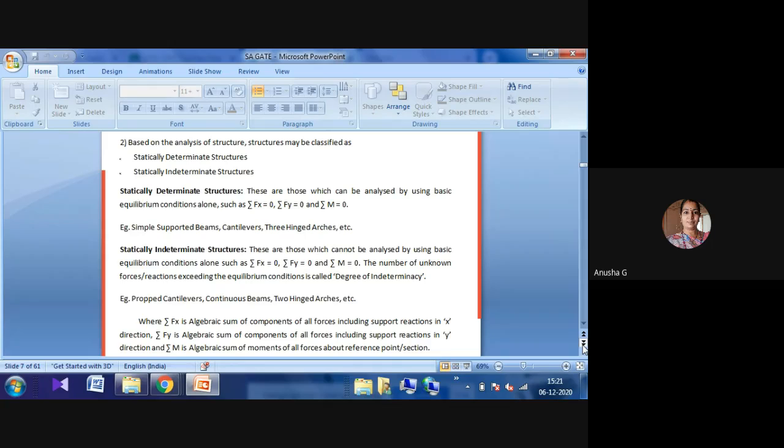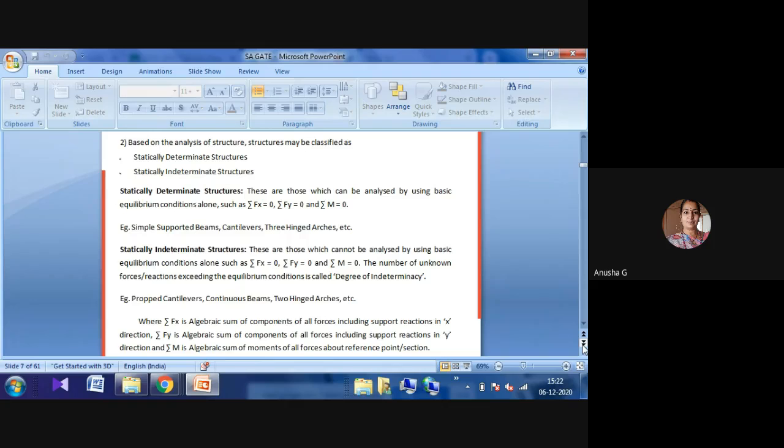Now we'll see what is meant by statically indeterminate structures. These are those which cannot be analyzed by using the basic equilibrium conditions, sigma Fx equal to 0, sigma Fy equal to 0 and sigma M equal to 0. The number of unknown forces, that is some reactions, exceeds the equilibrium conditions. That excess of unknowns over equilibrium equations is called the degree of indeterminacy.